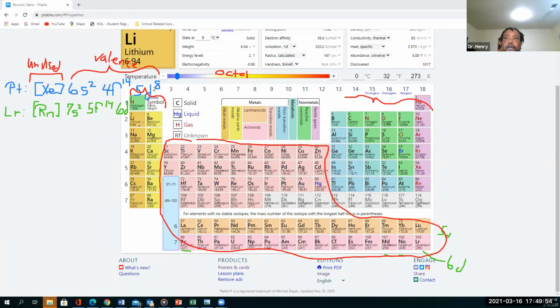And so let's say, for instance, we're looking at lithium. What is the electron configuration for lithium?